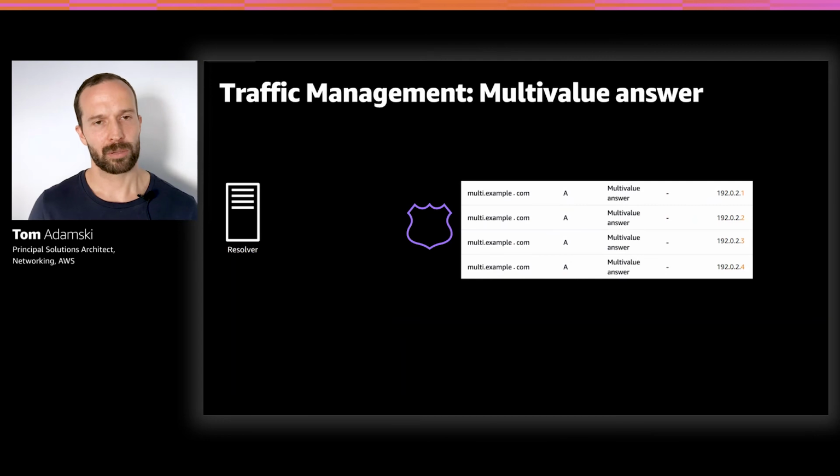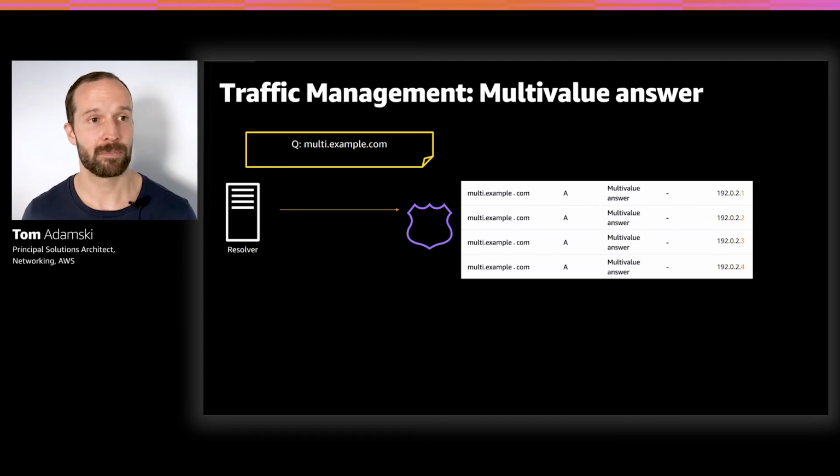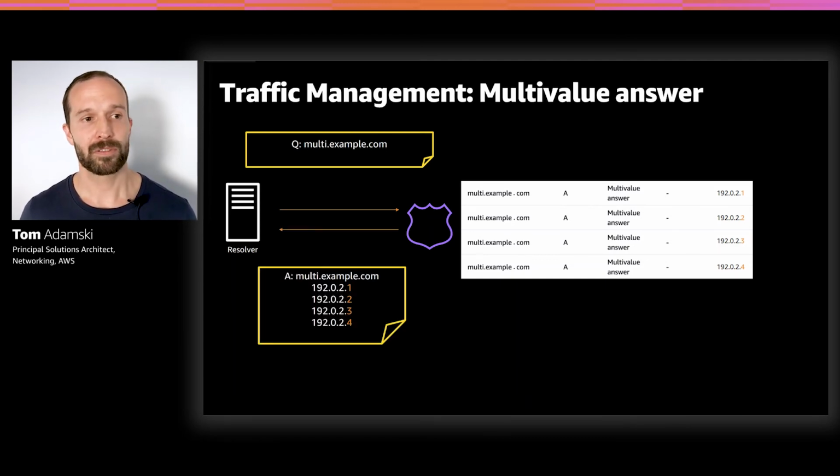Moving towards more advanced deployments where you want to return multiple resources but maybe have a health check associated with each one, you can absolutely do that with multi-value answer. In this scenario, you create multiple records with the same name, pointing to unique resources, each with an individual health check. So if all of the health checks are healthy and the query comes in for that name, multi.example.com, Route 53 would return all 4 resources to the resolver, and then the client can decide which one to connect to. It's a simple way to add a certain level of load balancing.